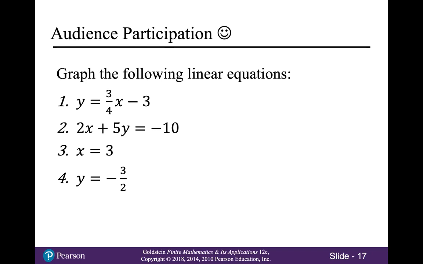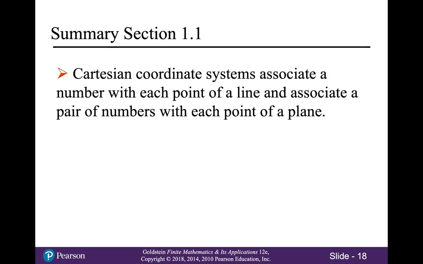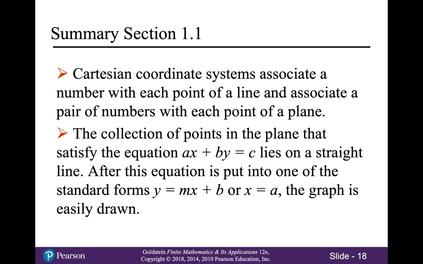And otherwise, that's going to do it for section 1.1. Except for the summary. So Cartesian coordinate systems associate a number with each point of a line and associate a pair of numbers with each point of a plane. And the collection of points in the plane that satisfy the equation ax plus by equals c lies on a straight line. After this equation is put into one of the standard forms y equals mx plus b or x equals a, the graph is easily drawn.